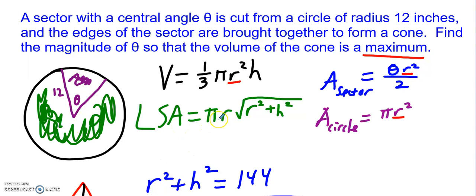The lateral surface area of a cone is pi r times the square root of r squared plus h squared. This r is not the same as these r's. So these two r's are constants because the area of this circle is fixed. The area of the sector is not because theta can change. The volume of a cone is 1/3 pi r squared h. This r is also not a constant. This r is the same as the r in the lateral surface area equation.